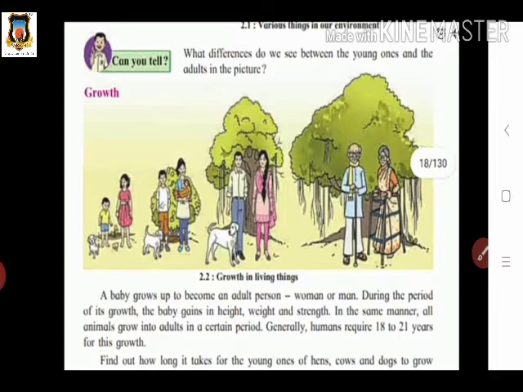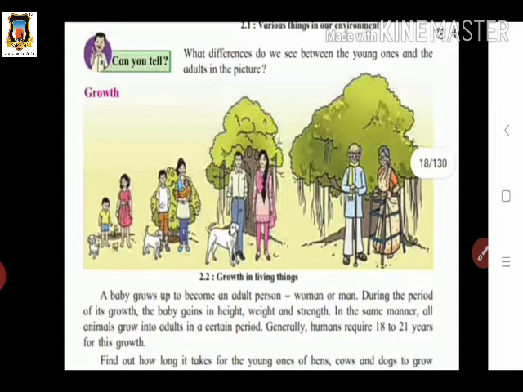In this way, the baby grows and becomes an adult person by gaining in height, weight and strength. In some manner, all animals grow into adults in certain periods; growth requires certain periods. For example, human beings require 18 to 21 years for growth. Up to this age, their body develops in various ways.